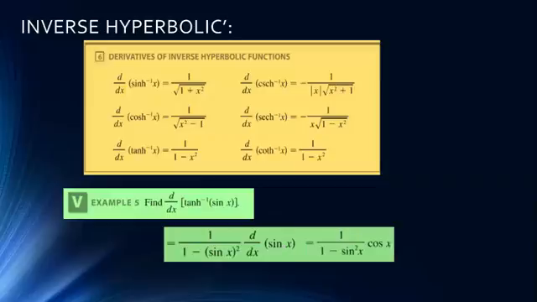Hopefully you recognize in the denominator that we have 1 minus sine squared, which is actually equal to cosine squared. Cosine squared plus sine squared equals 1, so cosine squared equals 1 minus sine squared. So we do that last substitution. We get 1 over cosine, or specifically secant x. So the derivative of our function here actually ends up being a trig function.